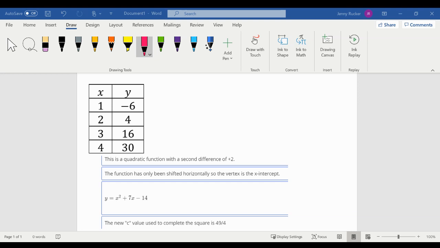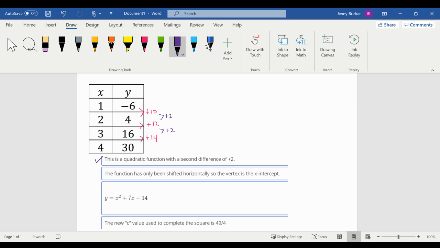So we can go back to what we've learned in a previous unit and find our first difference. So -6 to 4, which is our change in y's, is +10. 4 to 16 is +12. And 16 to 30 is +14. Now to find the second difference, 10 to 12 is +2, 12 to 14 is +2. So it looks like this is a valid statement. It is quadratic because it has a constant second difference of +2.